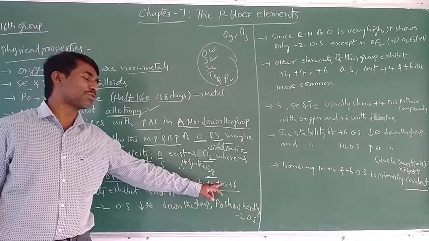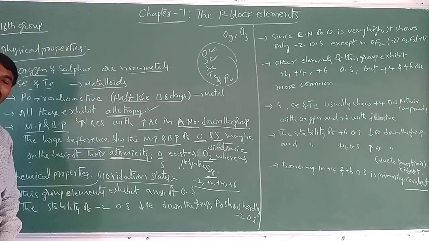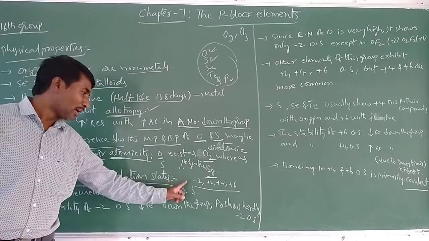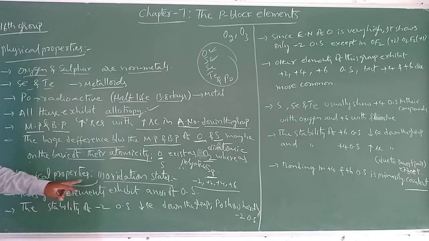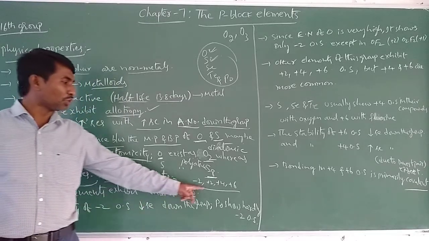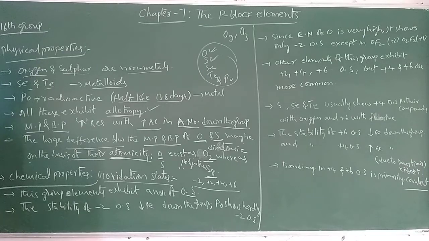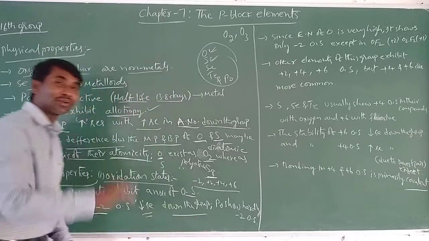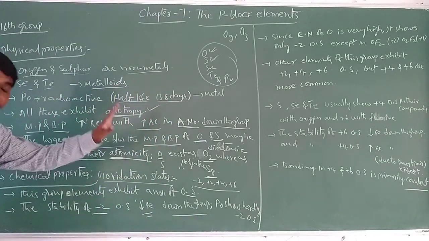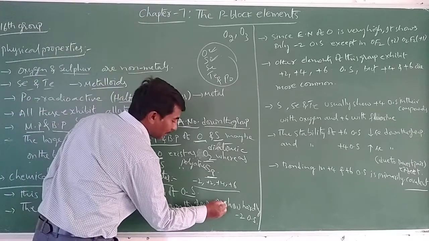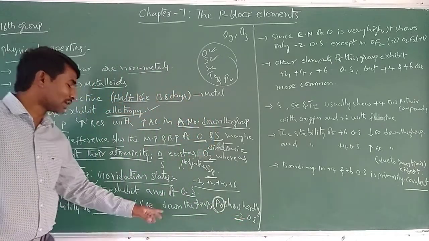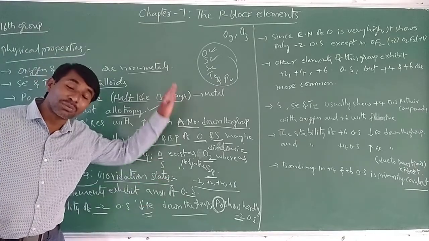Like -2, +2, +4, and +6. The common oxidation state of this group is -2. The stability of the -2 oxidation state decreases down the group. So that's why polonium shows hardly any -2 oxidation state. Why? Because electronegativity decreases from top to bottom.